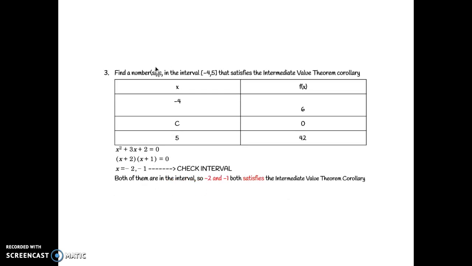And then we find a number c in between negative 4 and 5 that satisfies the intermediate value theorem corollary. That means that there must be a value of 0 in between these two values, right? So we set the function equal to 0, and we solve for the answer, and we get x equals negative 2 or negative 1. We check the interval, and we find that both satisfy the intermediate value corollary.